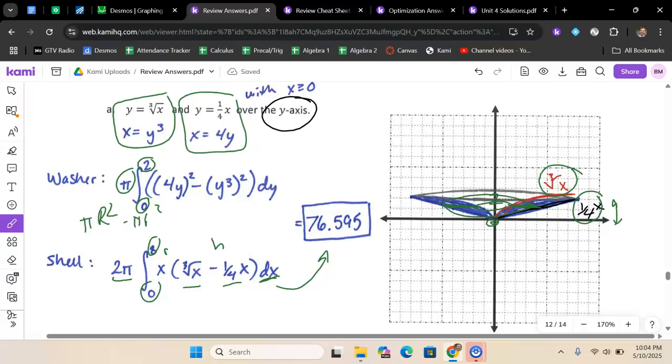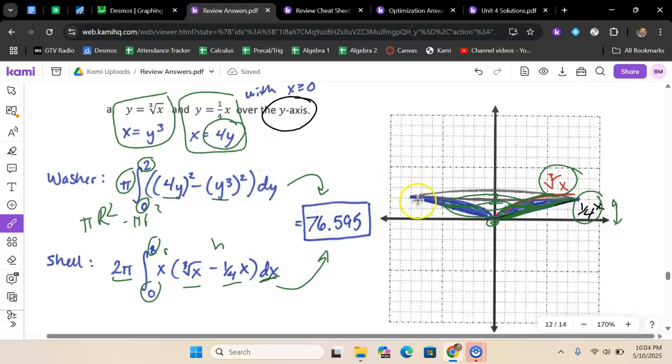And then it's simply just my outside radius would be the black outside function. So that's 4y. That squared minus the inside function squared, which would be y cubed squared dy. That would give me the same exact answer. Okay, so I gave you a problem here on the review that you could do either way. Remember, that's not always the case.